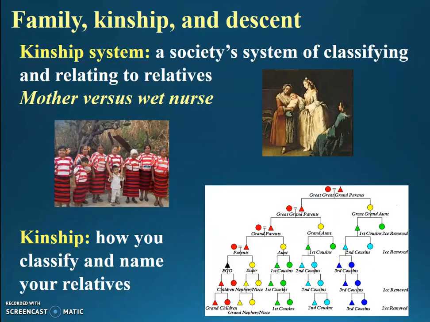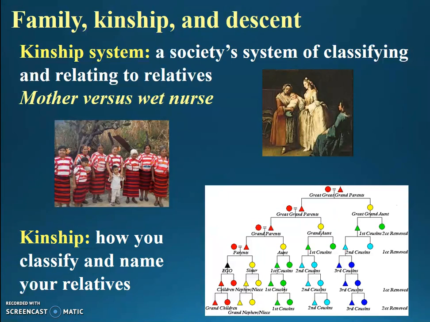So when we talk about kinship, or kinship systems, we are really talking about a society's system of classifying and relating to relatives. And it depends in part on the descent system. It is socially constructed. It's based in part on biology, but it is largely arbitrary.